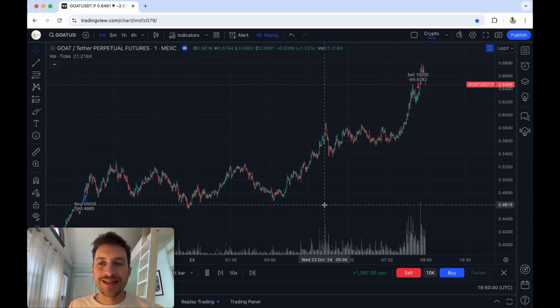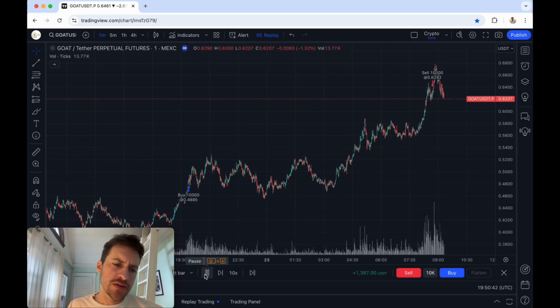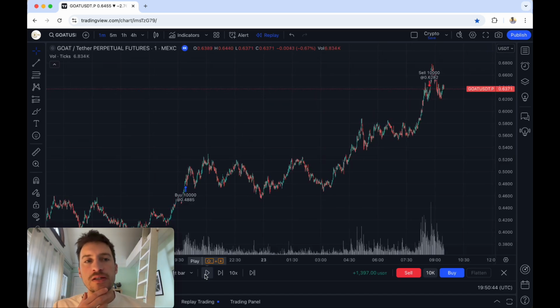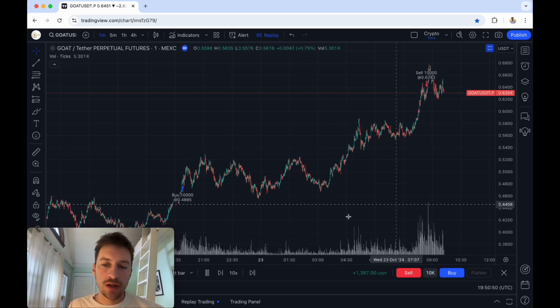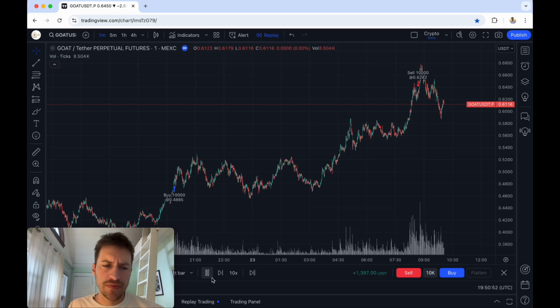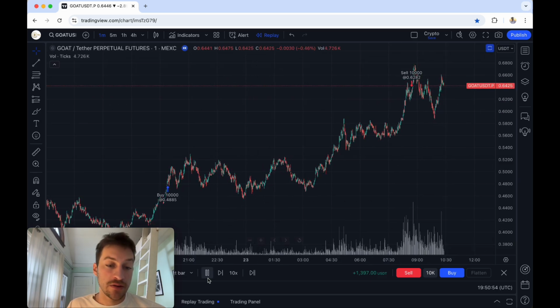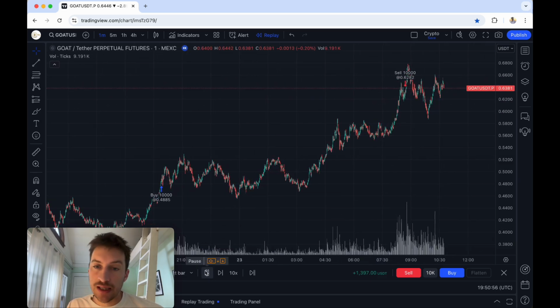Now, as for the next trade, let's see what we want to do on this coin. Another thing that you can do is switch to any coin, and it will keep me at this point in time. I don't really know what happened October 23rd on this token. I can go to any other coin that I want to.